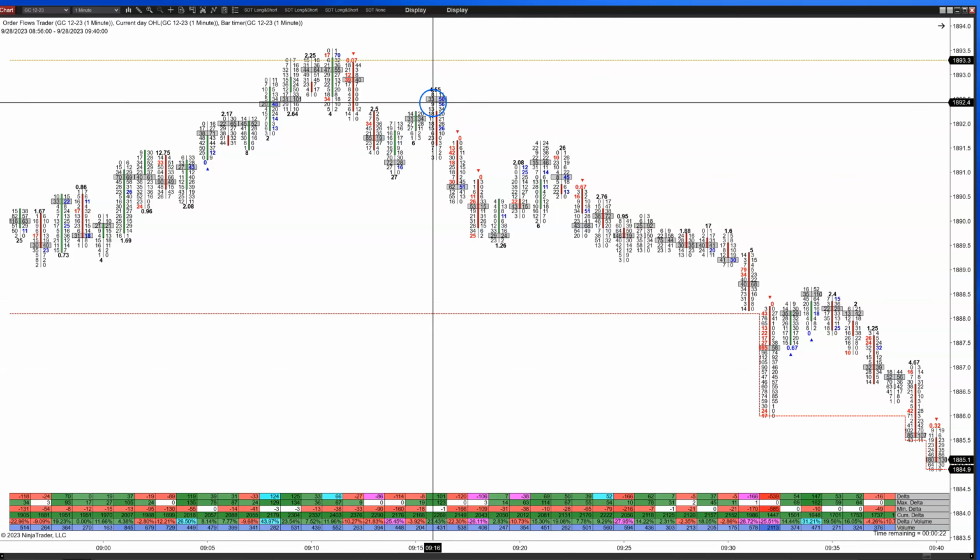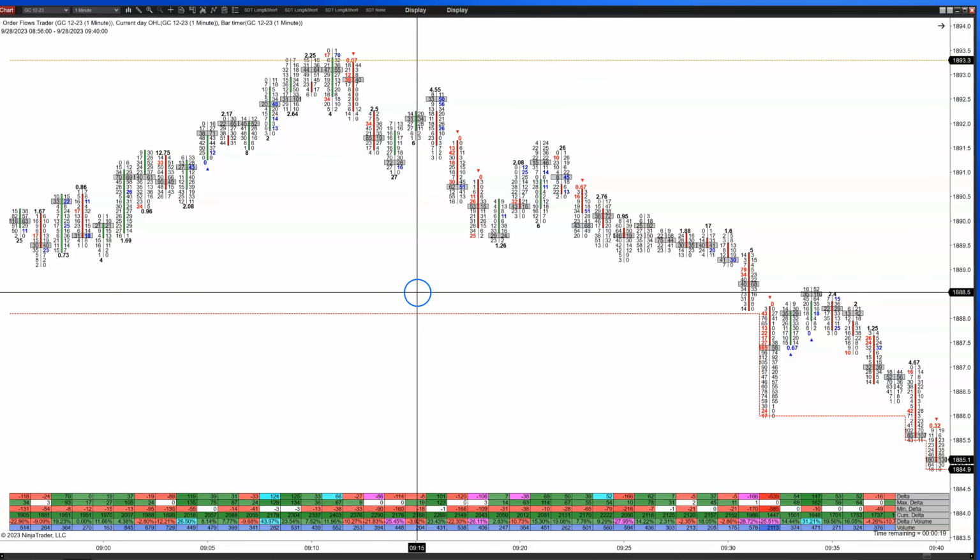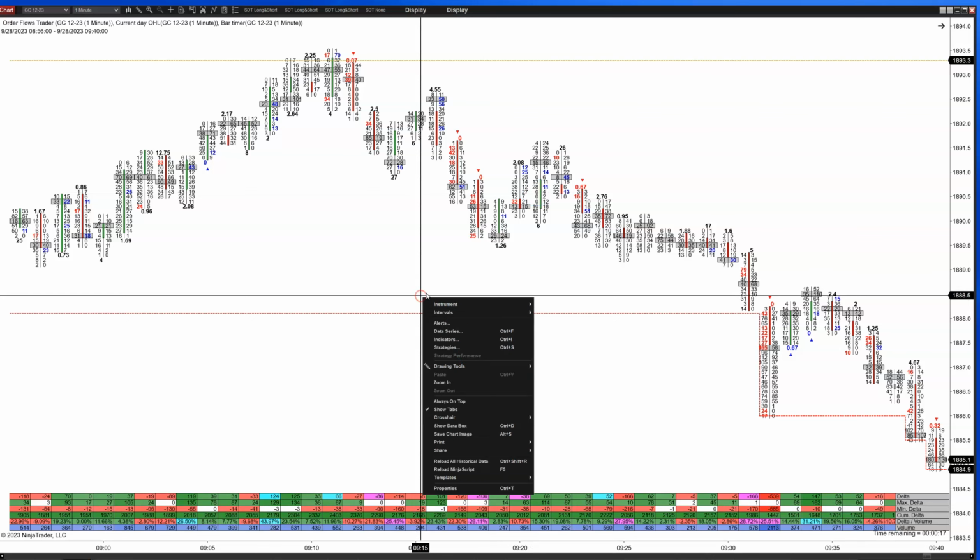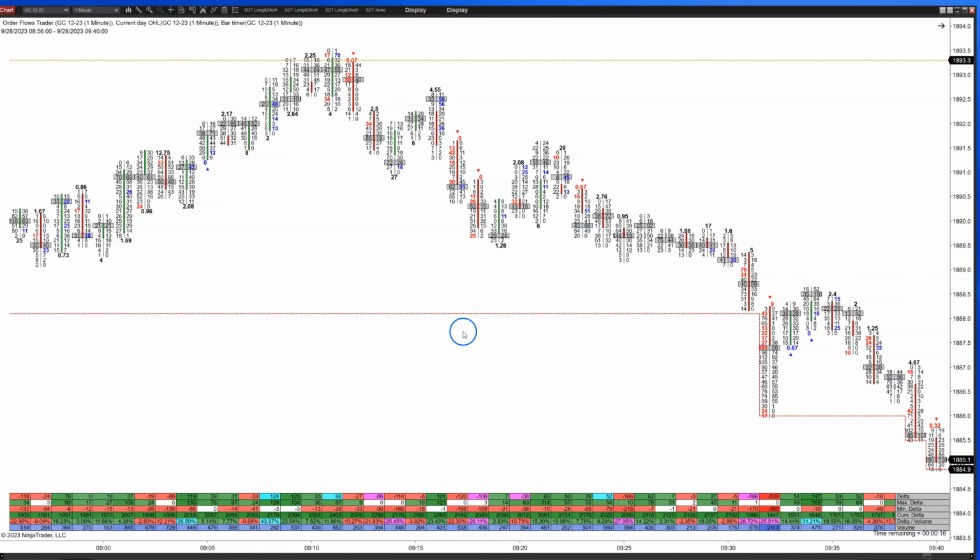If you're looking at a footprint, you can identify it, depending on what sort of imbalance you use. I use 4-to-1, which is 400%.